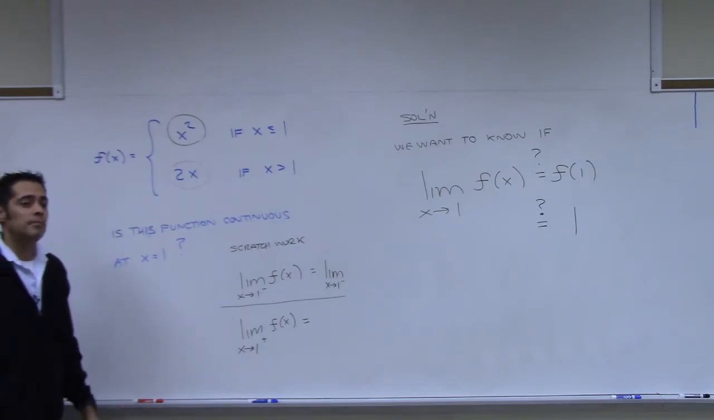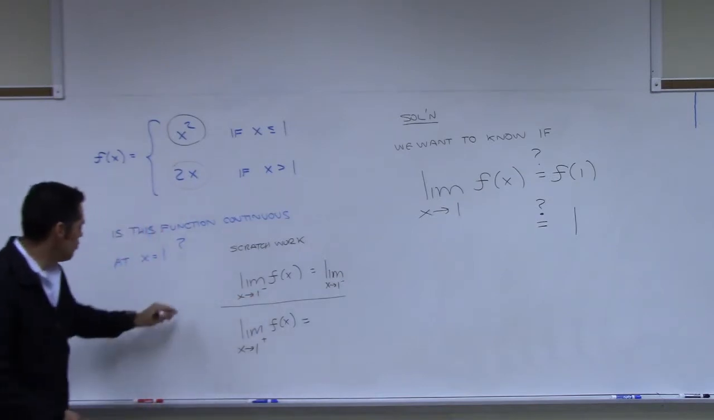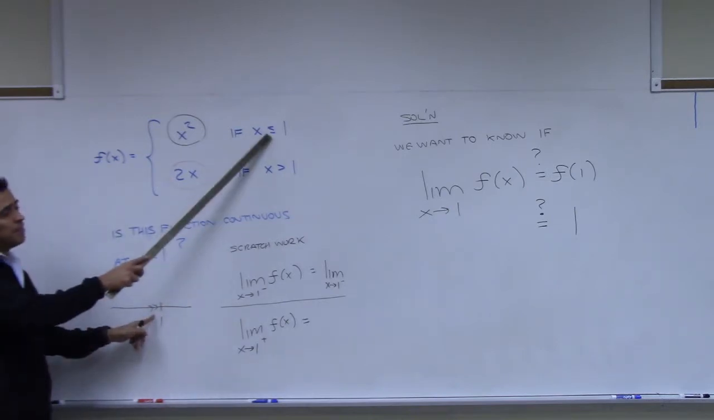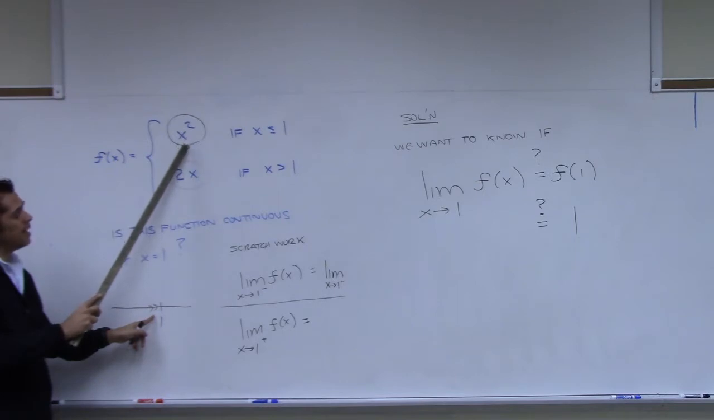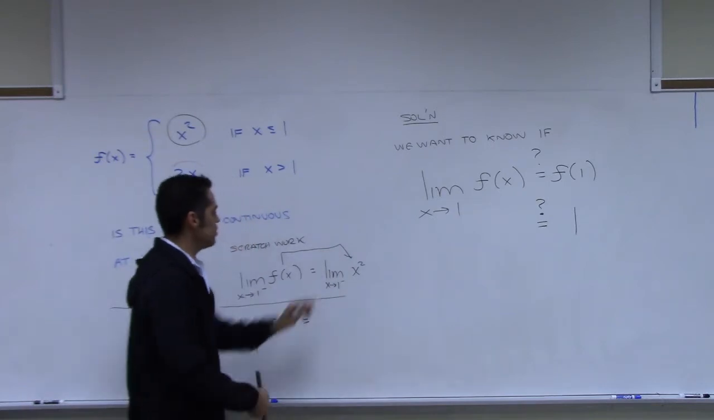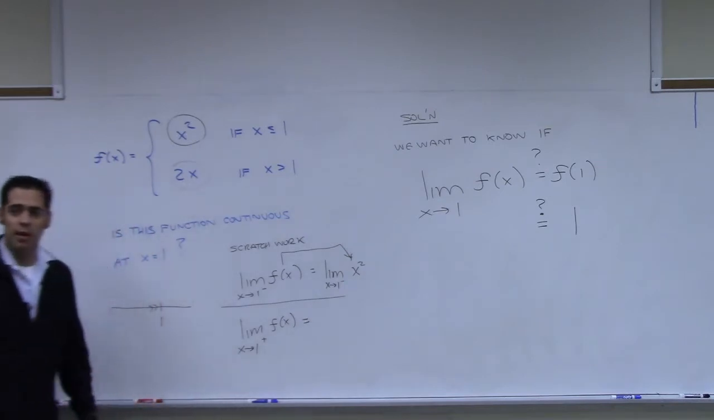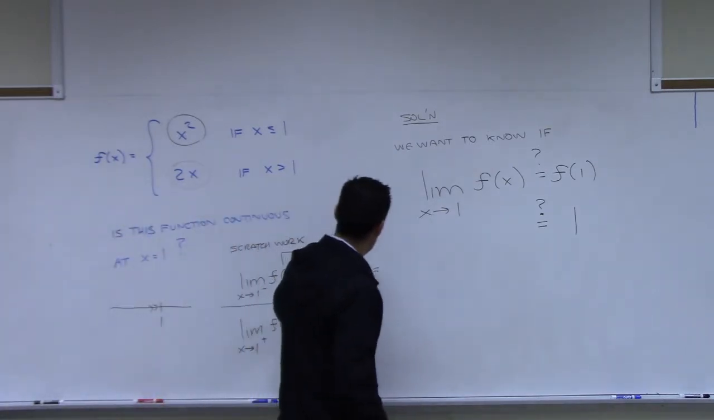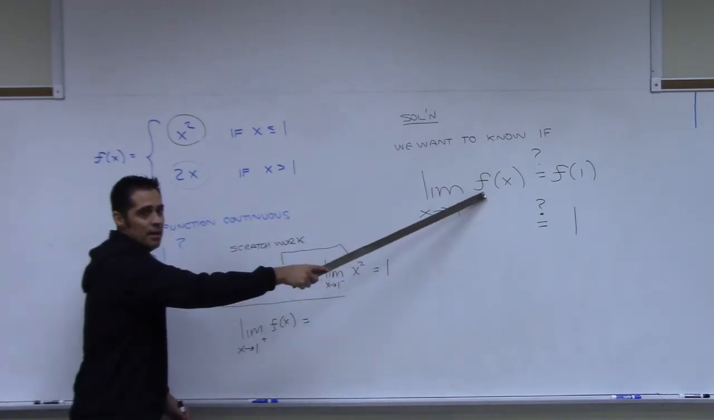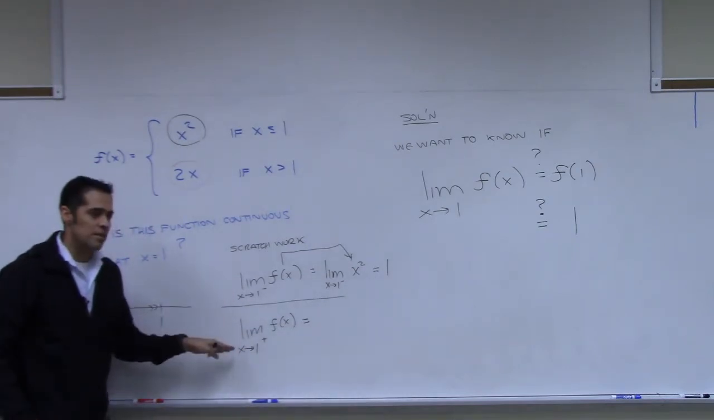Why the top? Because I'm to the left of 1, right? If I'm to the left of 1 on a number line, I'm smaller than 1, which means I have to be here. This is smaller than 1, so I'm going to be plugging it into x squared. So I'm going to replace f of x with x squared because I am to the left of 1. And now just plug 1 in. What is 1 squared? 1. Y'all okay with that? So that doesn't tell me the answer to this yet, right? So far, one side of the limit is going to 1. Now, let's check the other side.